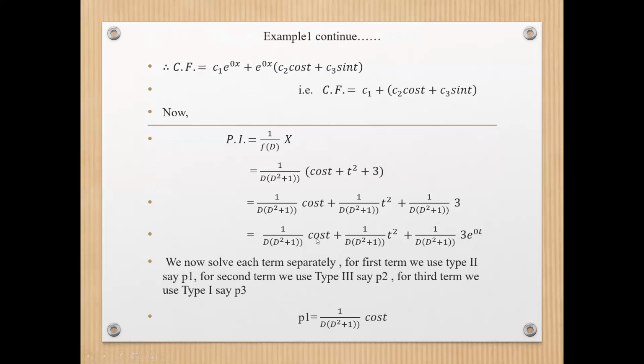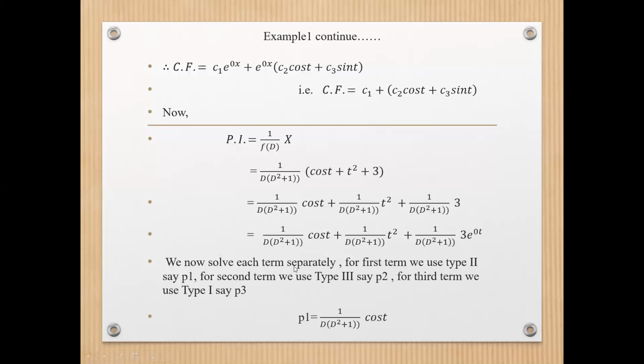See here, here is a cos t, here is a t^2, here is a 3 into e^(0t). So in order to solve this fraction, that is 1 upon D(D^2 + 1) into cos t, we have to use type number 2. Here we have to use type number 3. We have just seen the exponential here, so we have to use type number 1. So we will find these fractions separately.